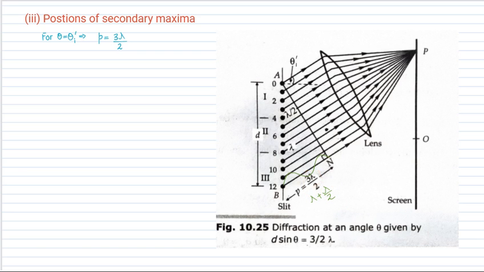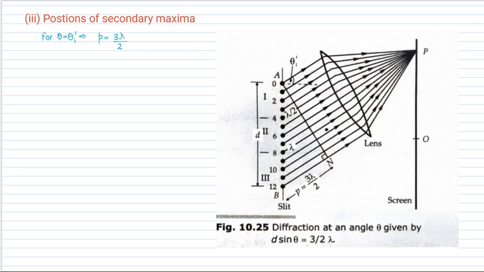So when the light is diffracted such that the path difference is thrice lambda by 2, what we can do is divide the number of slits into 3 equal parts: 0 to 4 in the first part, 4 to 8 in the second part, 8 to 12 in the third part. So we have divided the slits into 3 equal parts and each part consists of 4 different slits.